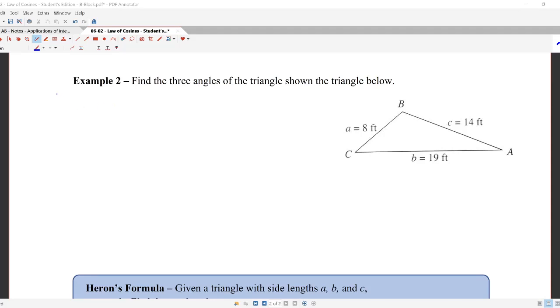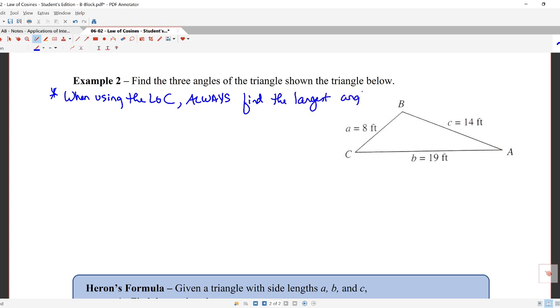All right, example 2. I'm going to start off here with an asterisk. When using the law of cosines, always find the largest angle first.